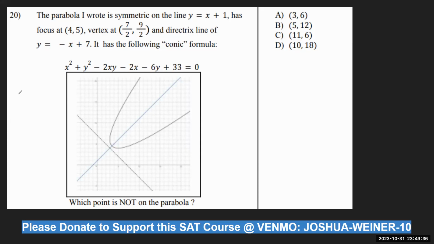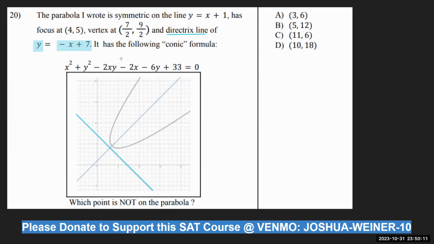The parabola I wrote is symmetric on the line y equals x plus 1. It has a focus at (4, 5), vertex at (7/2, 9/2), and a directrix line y equals negative x plus 7. Boy, what a way of tripping out the SAT students, scaring them with a super hard problem. All right, hold on. Let me draw the line. Where is that drawing tool? That's this blue line. That's the directrix line.